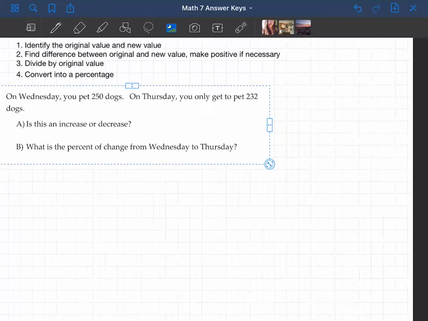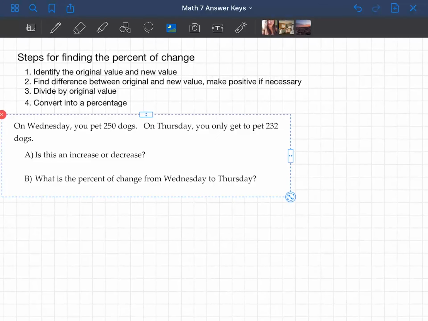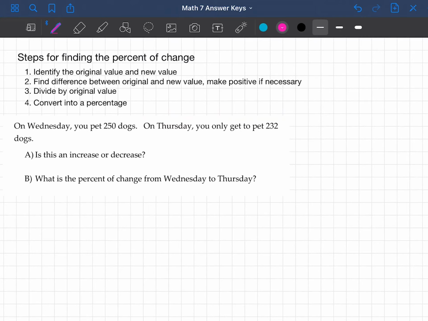Okay, let's do another example. On Wednesday, you pet 250 dogs, and on Thursday, you only get to pet 232 dogs. So the first question right off the bat, is this an increase or a decrease? Well, obviously, 232 is smaller than 250, so we can go right ahead and say that's a decrease. Now we need to find the percent of change from Wednesday to Thursday. So following my steps, I'm going to identify the original and the new value. So my original value is 250, and 232 is my new.